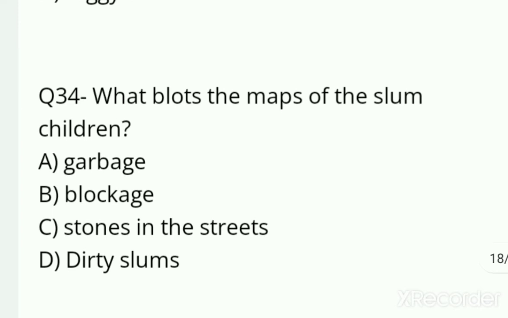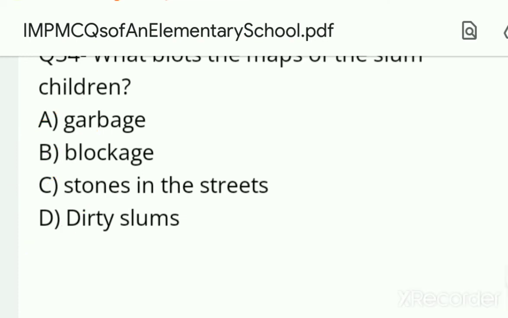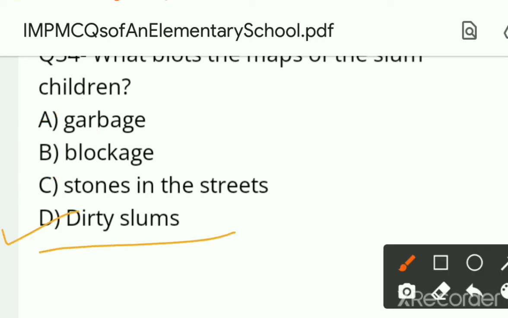Next, what blots the map of the slum children? A, garbage. B, blockage. C, stones in the streets. And D, dirty slums. Yes, option D is the right answer, dirty slums.